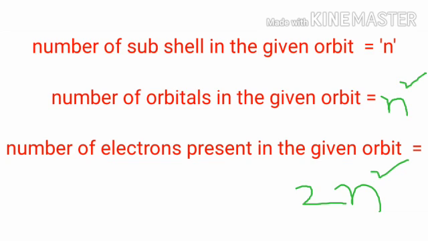n means here principal quantum number, that means orbit number. And the number of orbitals in the given orbit is equal to n square. And the number of electrons present in the given orbit is equal to 2n square. By using this simple formula we can calculate. For example, how many subshells are present in the fourth orbit, how many orbitals are present in the fourth orbit and how many electrons are present in the fourth orbit.